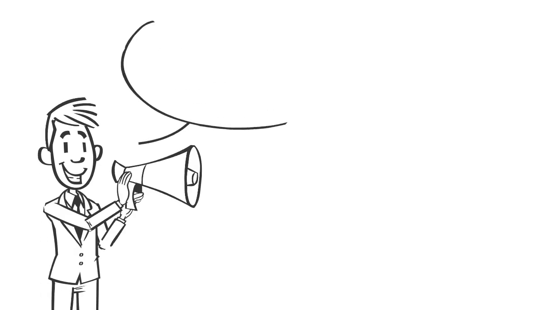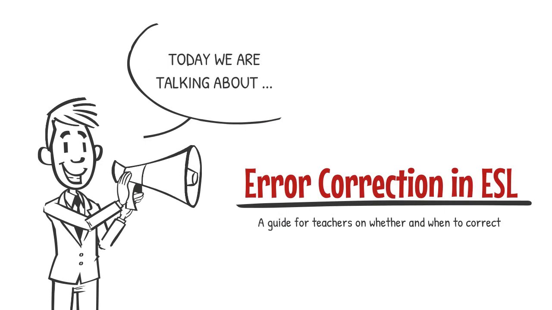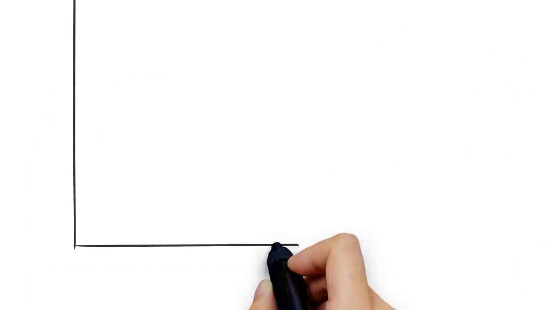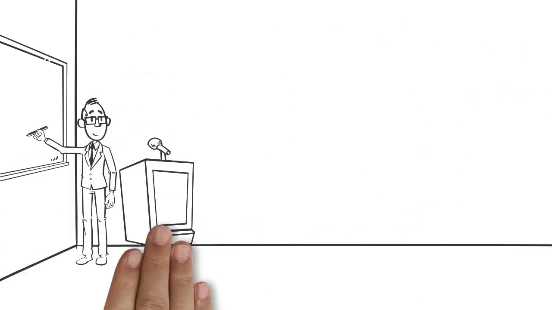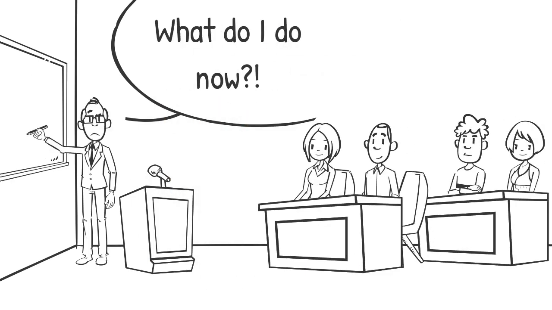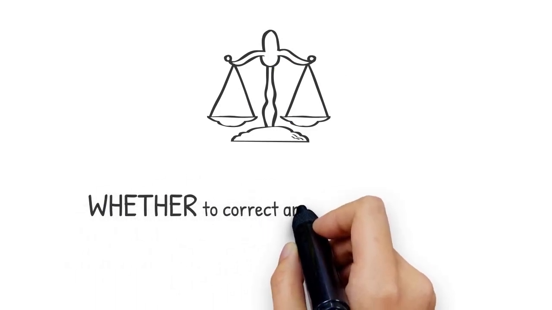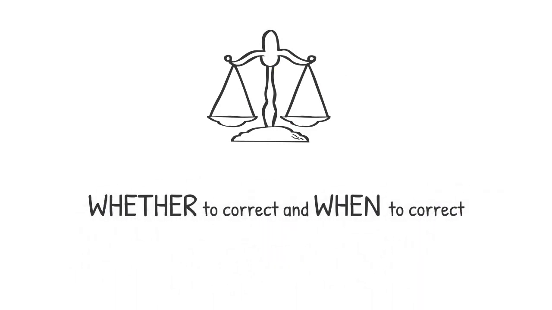This video will talk about effective error correction in an ESL or EFL class. We tell our students that making mistakes is nothing to be afraid of and that it will help them learn. But for this to be true, we as teachers need to know how to use students' errors in the best way to advance their learning. This means that we as teachers have to make the right decision on whether to correct and when to correct the errors that students have made.